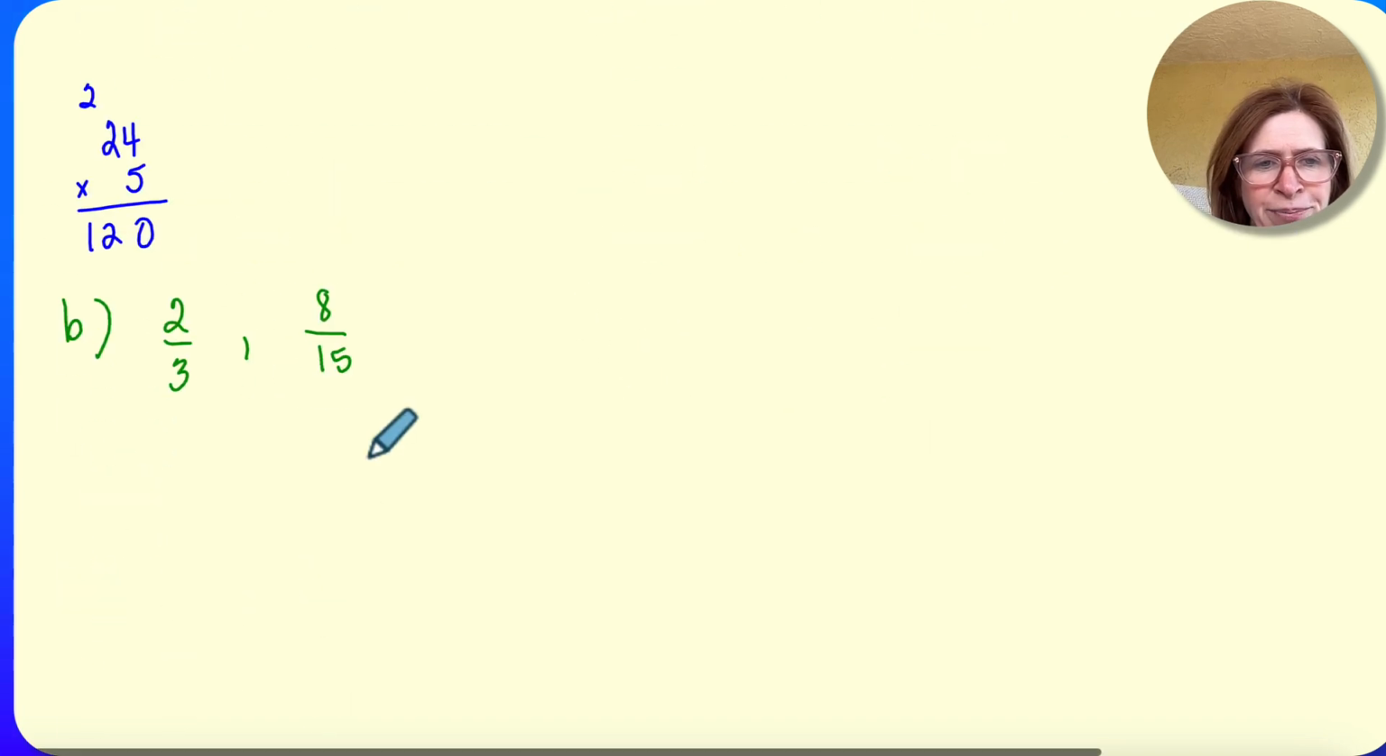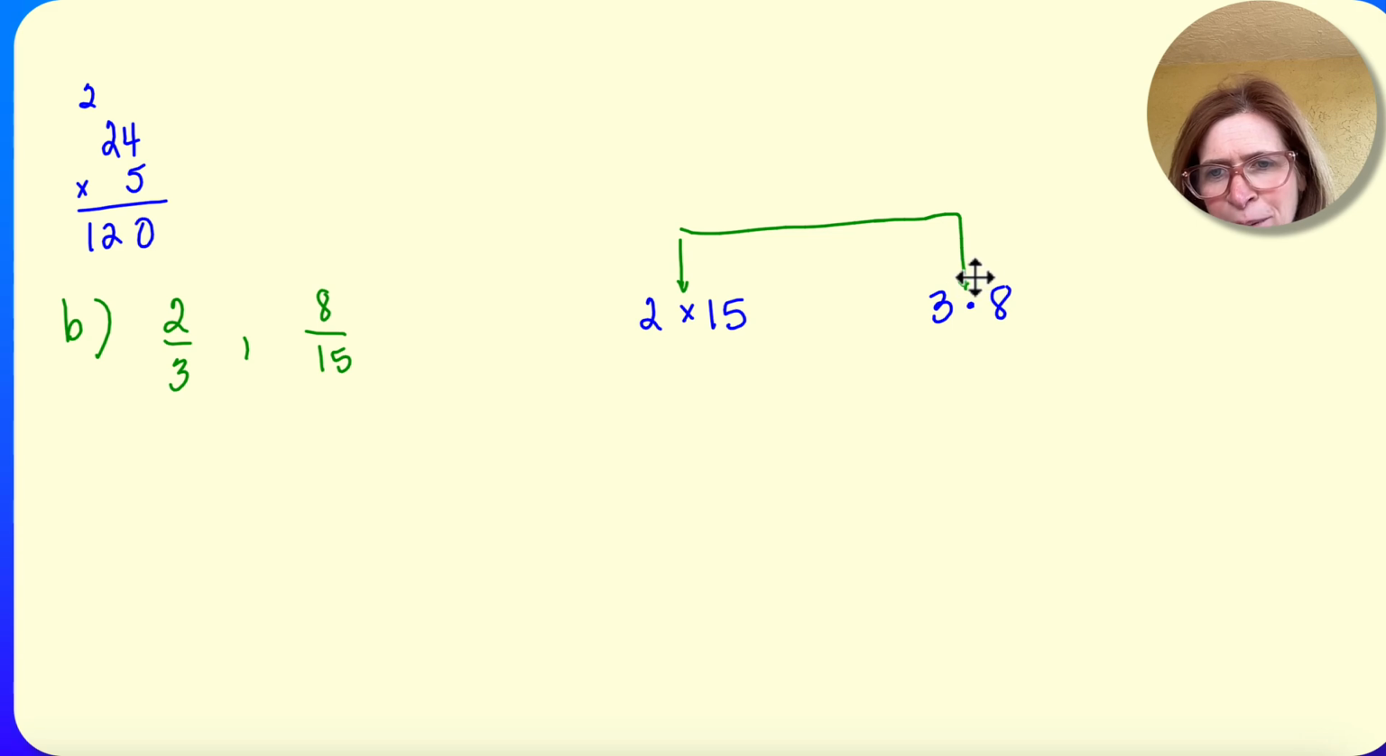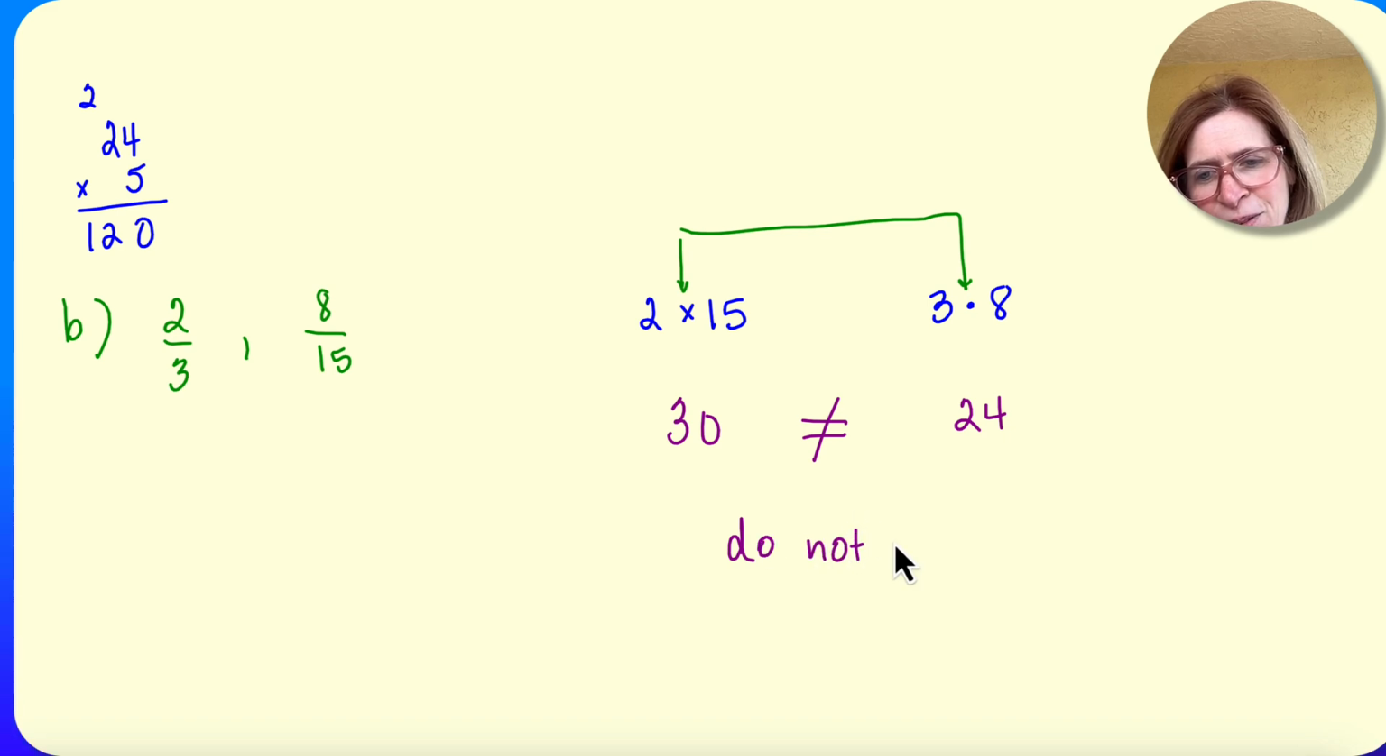All right, let's try another one. 2/3 and 8 over 15. I'm going to try the cross products. 2 times 15, I'm going to use the multiplication symbol as the times, and then 3 times 8. That symbol and the dot mean the same thing. So I've got 2 times 15, which is 30, and then 3 times 8, which is one of my math facts, which is 24. They do not equal each other, so I'm going to use a does-not-equal sign. They do not form a proportion.